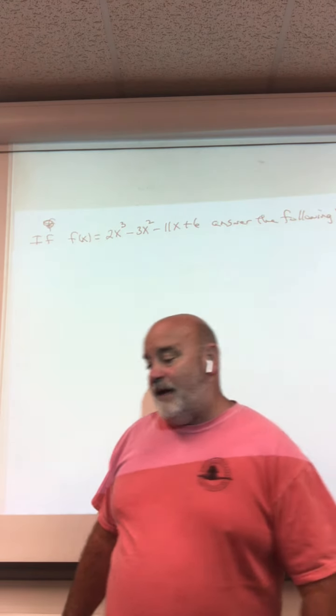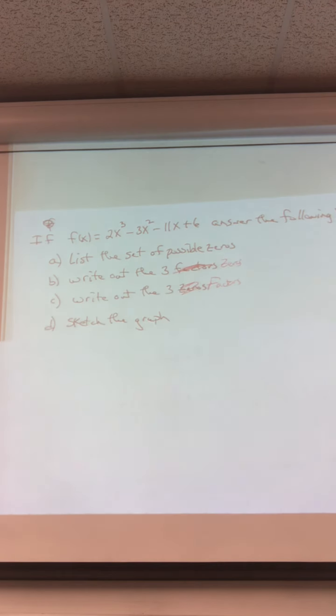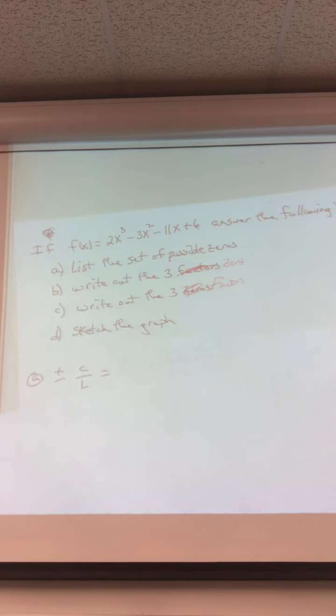All right, so what are we going to have to do in this problem? We're really going to have to do this in stages. We're going to have to list the set first. Then we're going to have to find the 3 zeros and find the 3 factors, or vice versa. Remember, I told you that you could do that in any order. Then we will sketch the graph. Okay, so here we go. And pause the video as you need to.